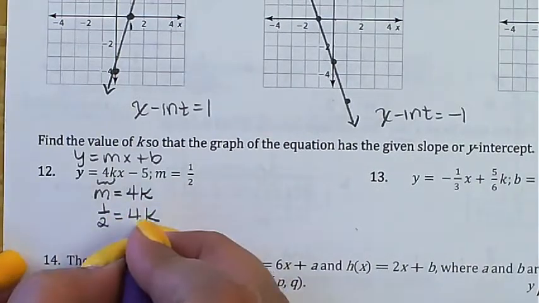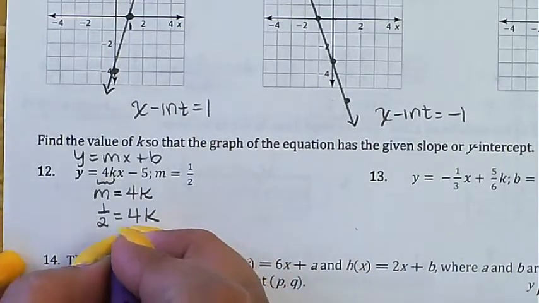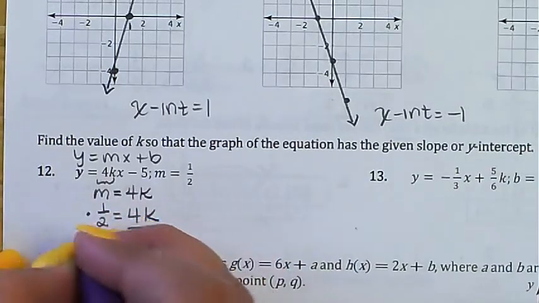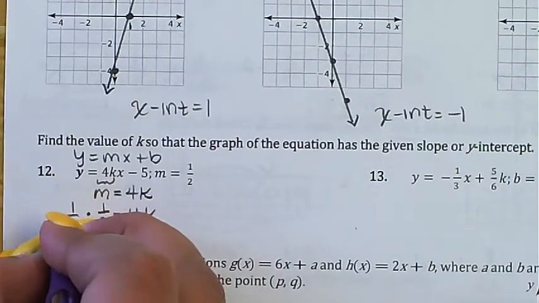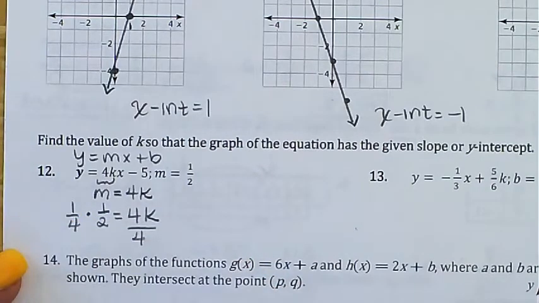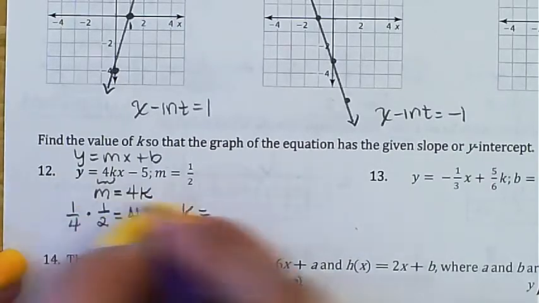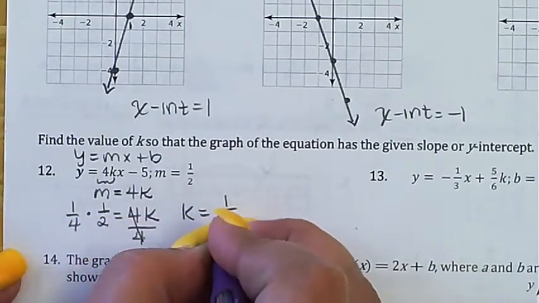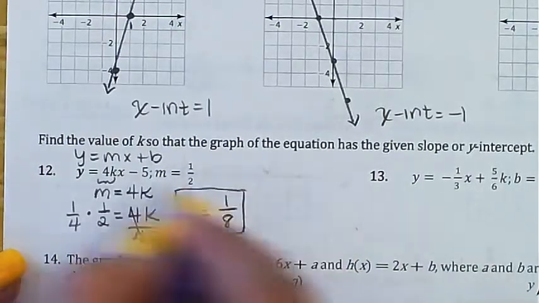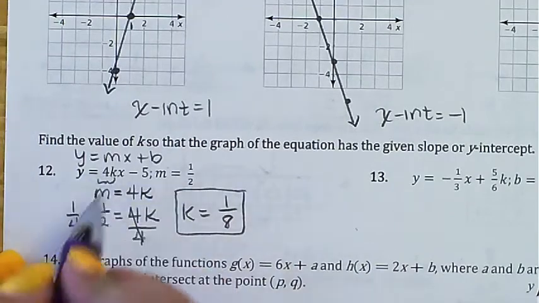Right, so I just substitute this part in, and I can solve then for what k value I would need here. So to solve for k, I would divide both sides by 4. When I divide with a fraction, I remember I'm really going to multiply by the reciprocal. So instead of dividing by 4, I'm going to multiply by that reciprocal, 1/4. This cancels, and k is equal to 1 times 1 is 1, and 4 times 2 is 8. So that would be the k value that I would need here, so that when I insert that, I end up with a slope of 1/2.